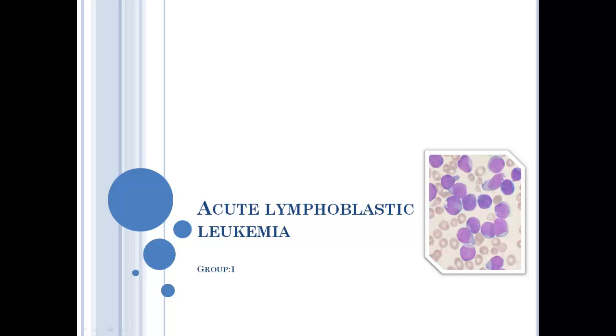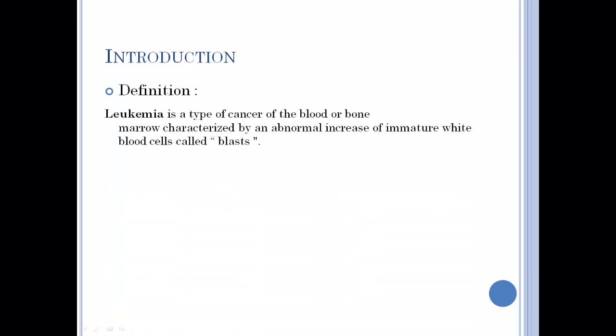Today in this video we are going to talk about acute lymphoblastic leukemia. First of all, we need to understand the definition of leukemia in general. Leukemia can be defined as a type of cancer of blood or bone marrow characterized by an abnormal increase of immature white blood cells called the blasts.